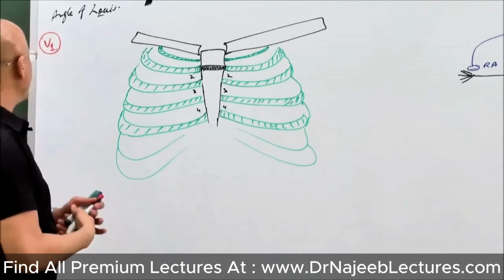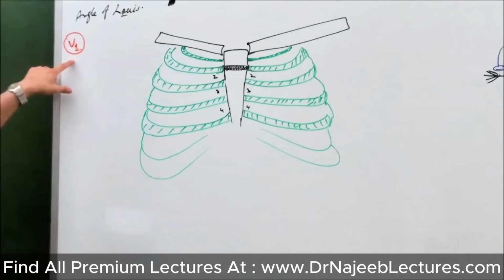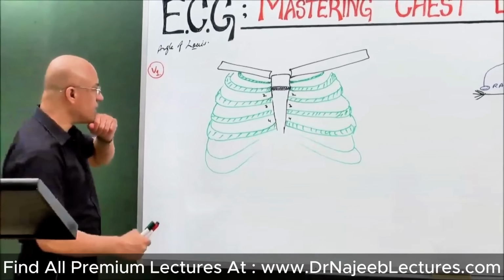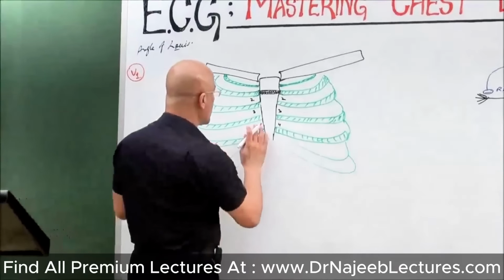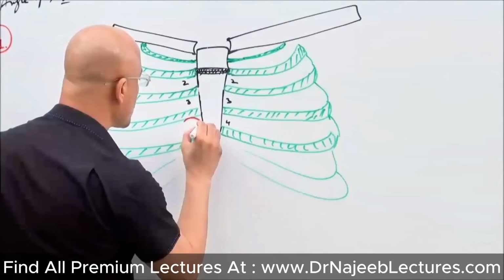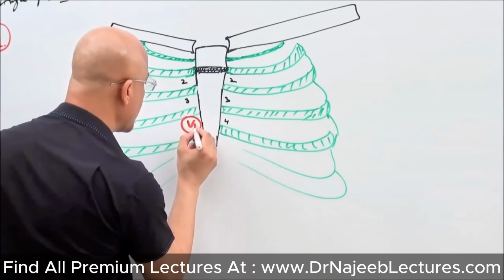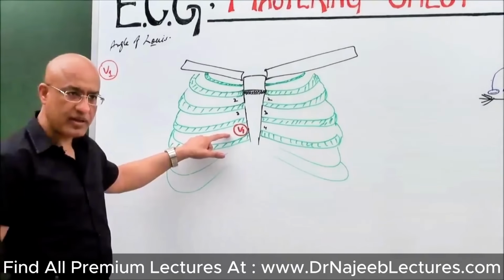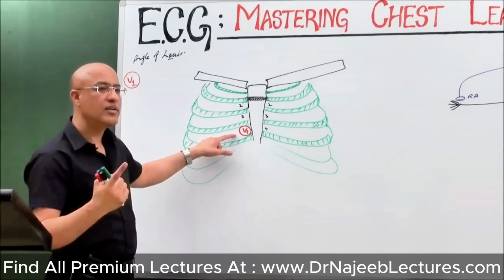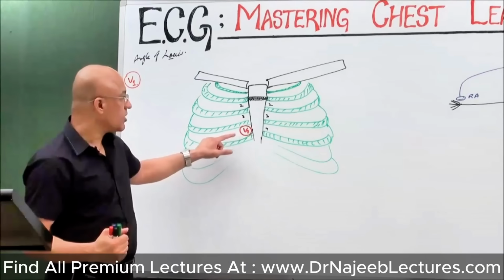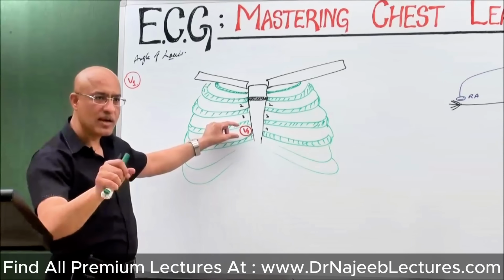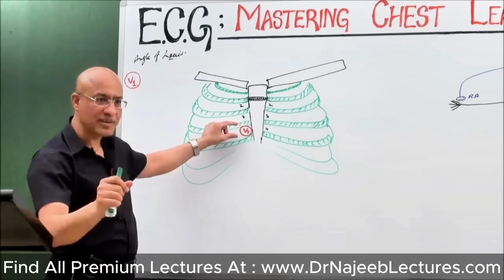When we are going to record the voltage for V1, the ECG pattern for V1, you put the positive electrode here. 4th intercostal space, this is V1. 4th intercostal space just right of the sternum. You put your exploring electrode here and record the ECG pattern.